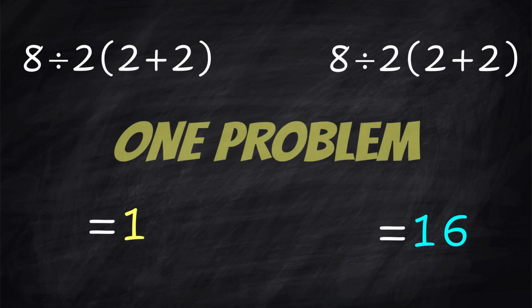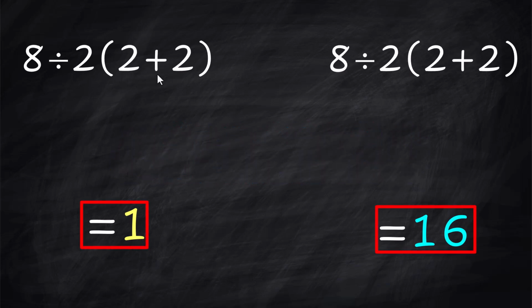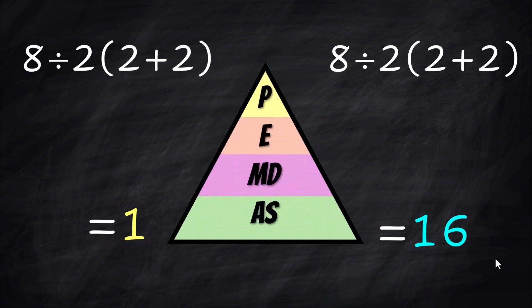Two people did the same problem but got two different answers. 8 divided by 2 times the quantity 2 plus 2, is the answer 1 or is it 16? Well, it all depends on who followed the order of operations. PEMDAS. What does that mean?